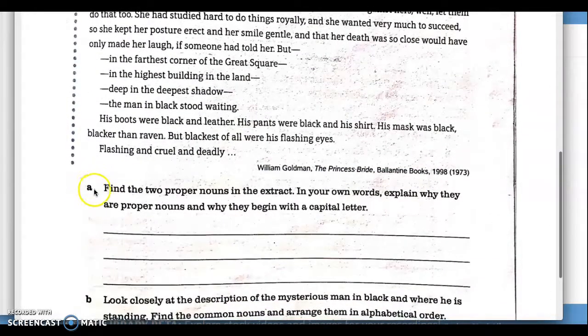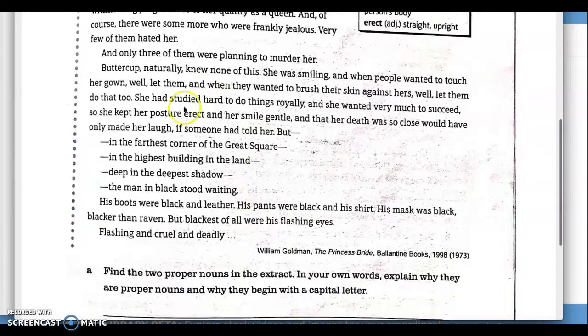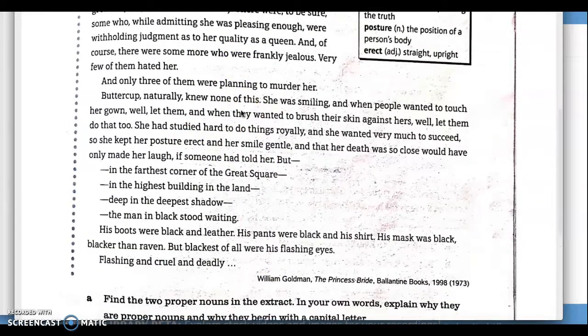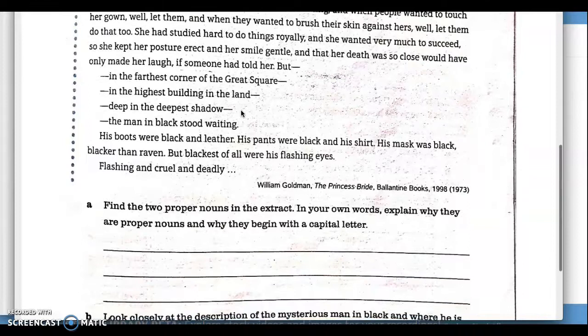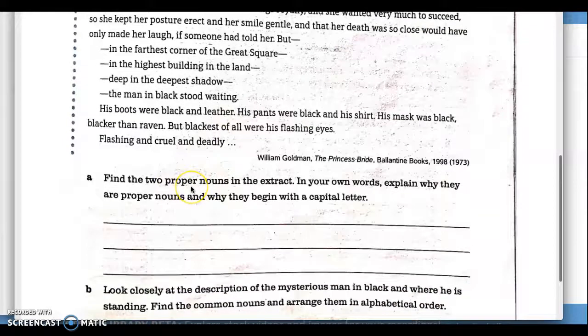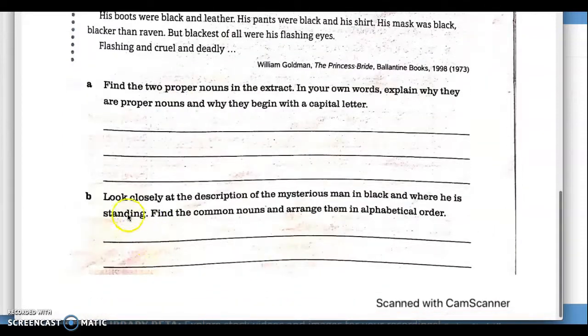So your first question is question A, and it asks you to find the two proper nouns in the extract, and in your own words to explain why they are proper nouns and why they begin with a capital letter. So there's a clue to what you're going to be looking for. So within this text, you will find the two proper nouns, okay? If you're having issues, as it says at the start, remembering what proper nouns are, look back at your previous work, or have a look on the internet, okay? So you write those in there.